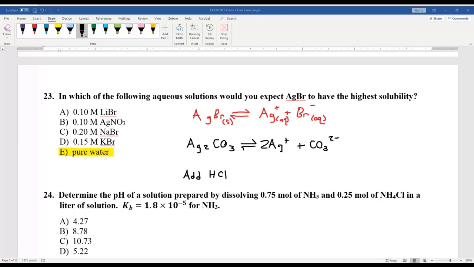Exactly, it would consume carbonate, so it would remove the CO3. And if I add HCl and remove CO3, what would happen? If I remove CO3, what would happen to the equilibrium? Which way would it shift?